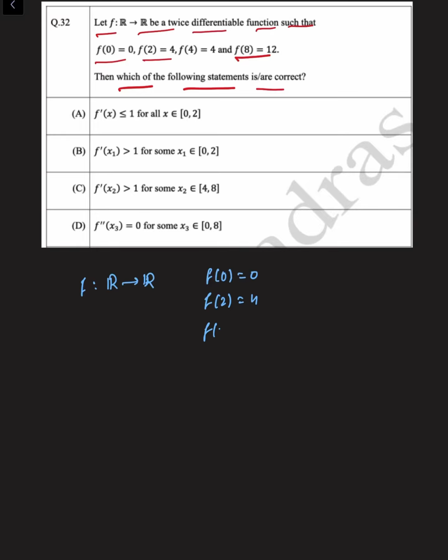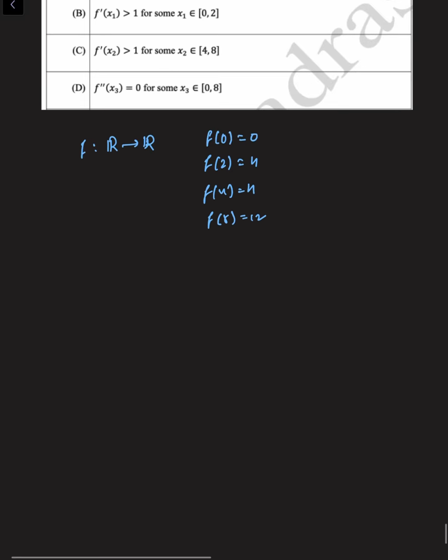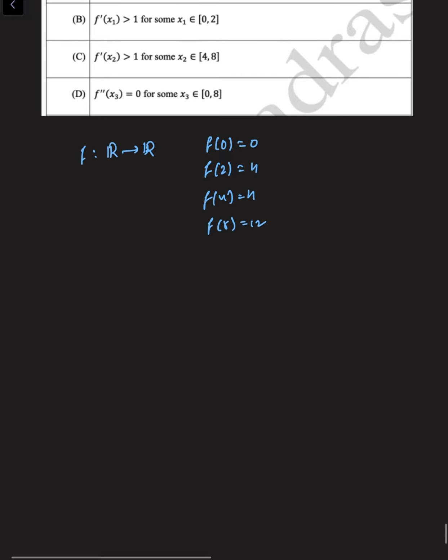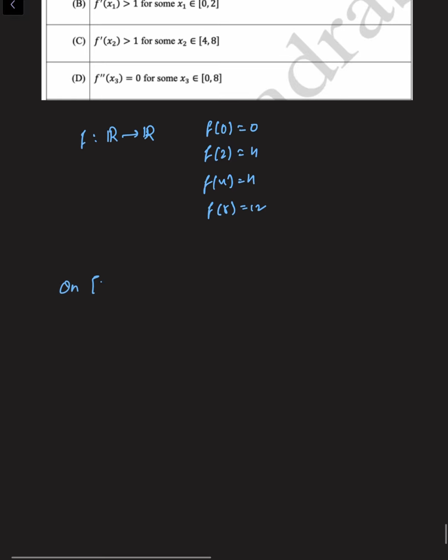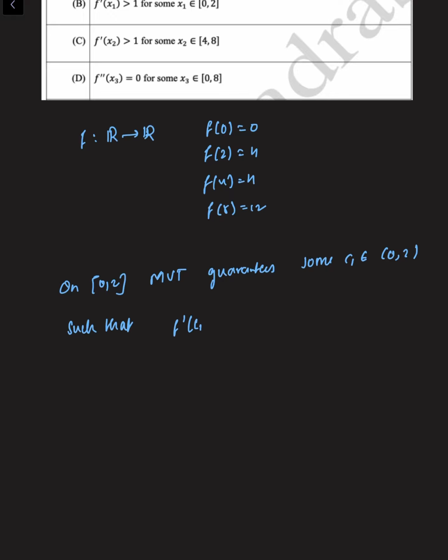f of 2 is 4, f of 4 is 4, f of 8 is 12. So we need to analyze these derivatives and second derivatives. So if we consider this interval 0 to 2, the mean value theorem guarantees that there exists at least one C1 between this interval 0 to 2, such that f dash of C1 is equal to f of 2 minus f of 0 by 2 minus 0, which is 4 minus 0 by 2, and that is nothing but 2.